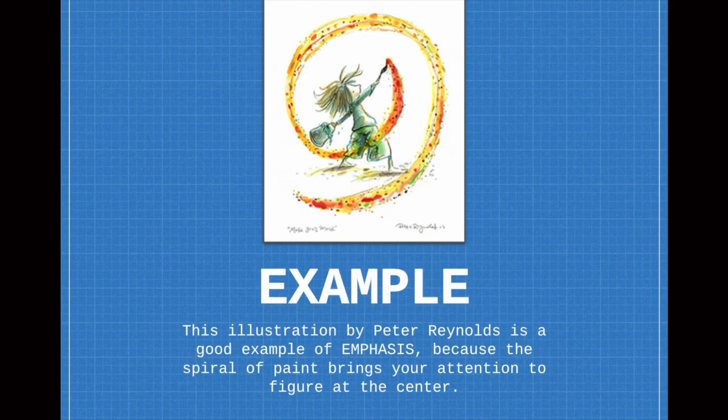For example, outside my door, there's this illustration from Peter Reynolds, and it's a good example of emphasis because you can see that the spiral of the paintbrush brings your attention to that figure at the center.